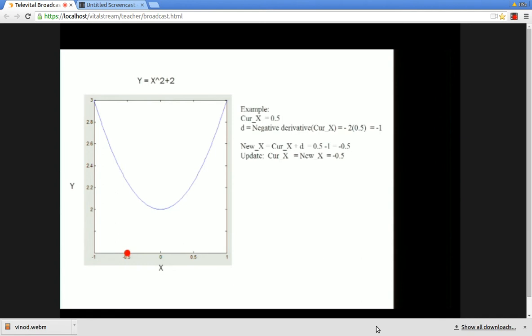So I add the negative of the derivative to this. I start from 0.5. I subtract 1, minus 1. I go to minus 0.5. What's the negative of the derivative at this point? 1. Okay, so now I add the negative of the derivative to minus 0.5. Where do I end up? I end up at 0.5. So will this solve the problem now? What is the issue?